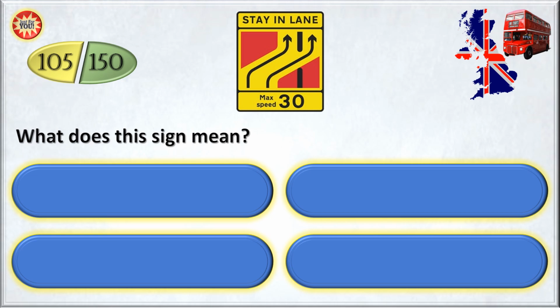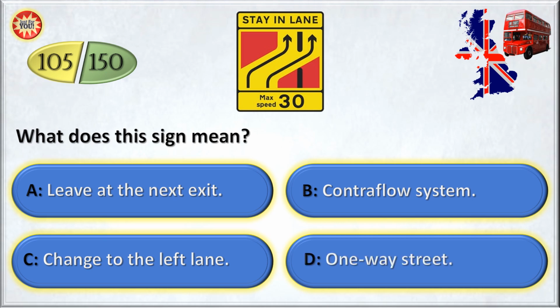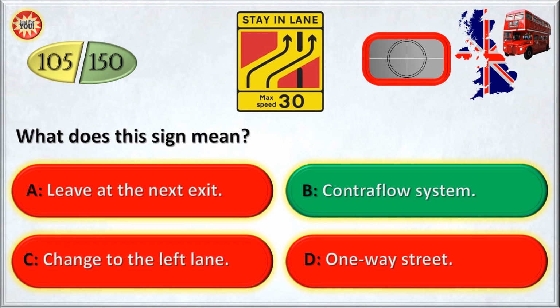What does this sign mean? Leave at the next exit. Contraflow system. Change to the left lane. One-way street. Contraflow system.